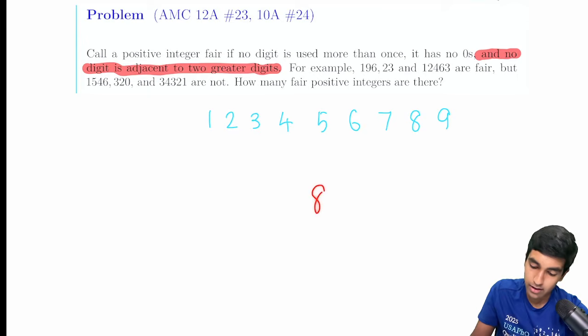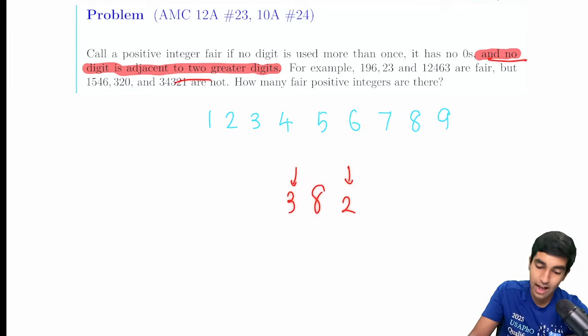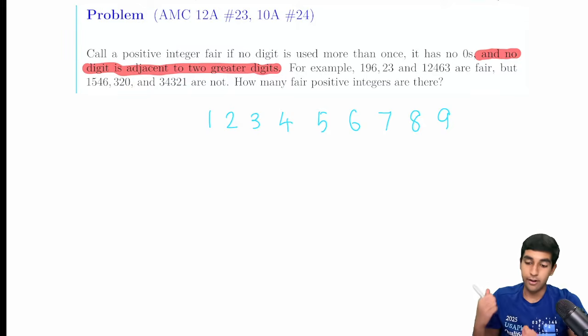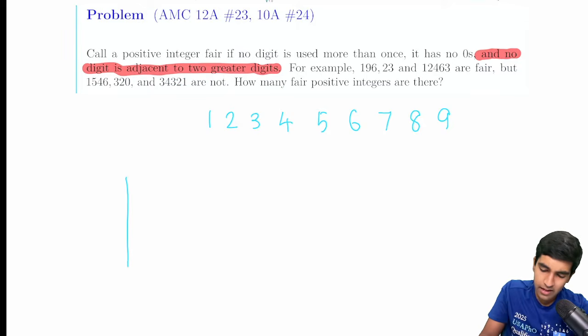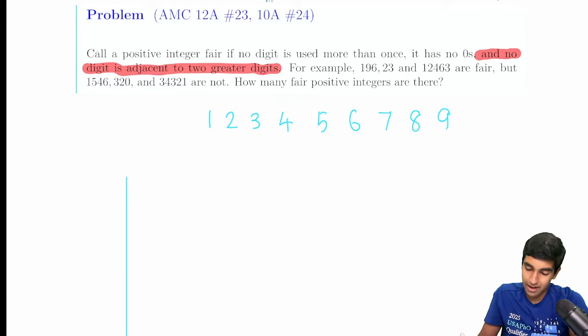Let's say we have an 8. It is very much allowed for both of these to be smaller. We just can't have a digit adjacent to two greater digits. So I think the easiest way to visualize this problem is to draw a picture. It might seem crazy for this kind of problem, but let's draw a picture.